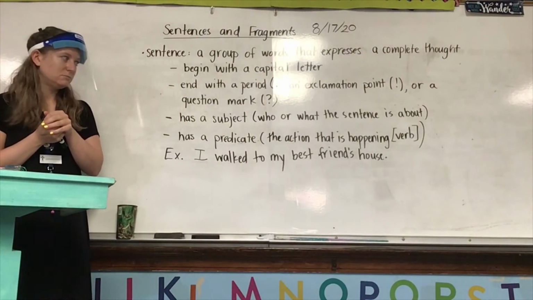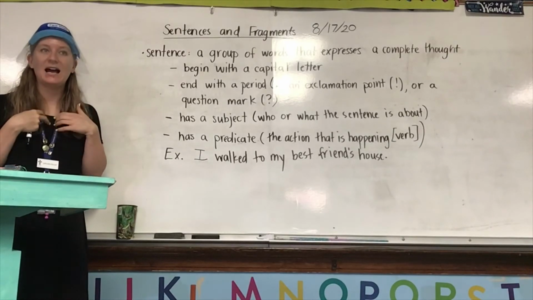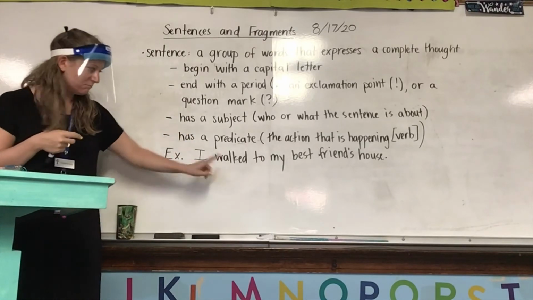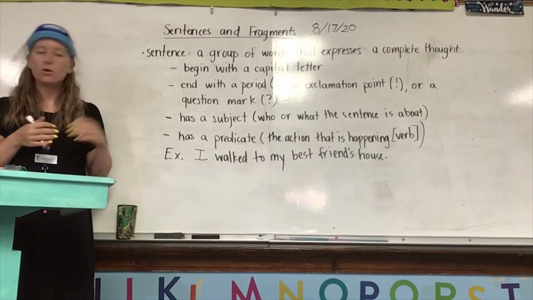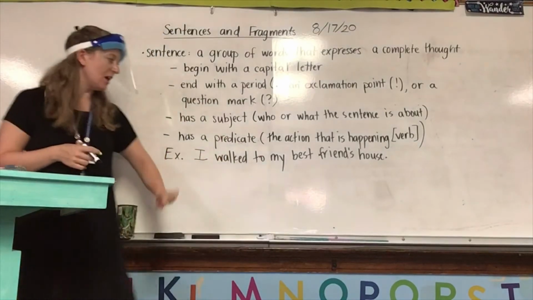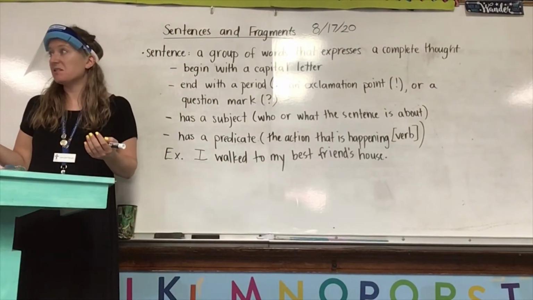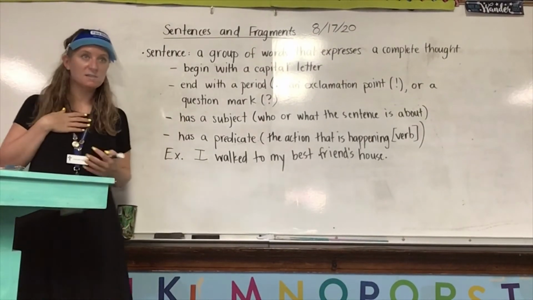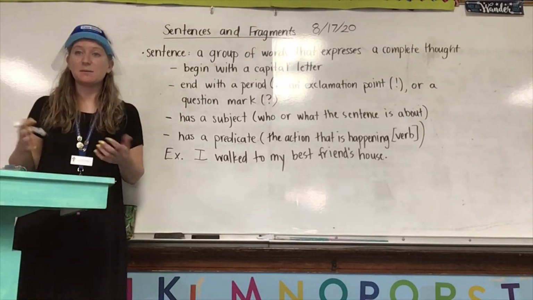My best friend. Is my best friend the one doing the action? I am doing something. Good. And it has a predicate or the action that's happening. What is the action in this sentence? Victoria? Walked. Walked. Then we also have some extra information, but even if I said I walked, that's a complete sentence because it has a who and a what. I walked. It may not be as detailed as we want it to be, but it is a complete sentence.